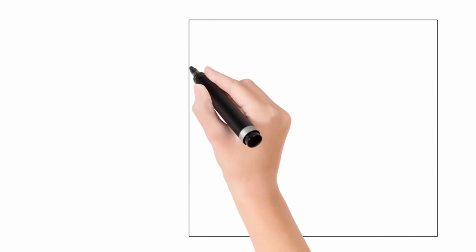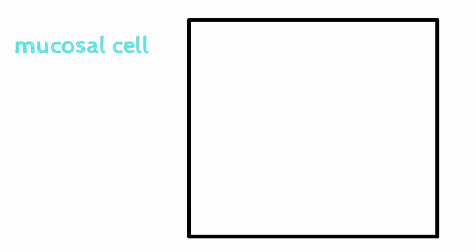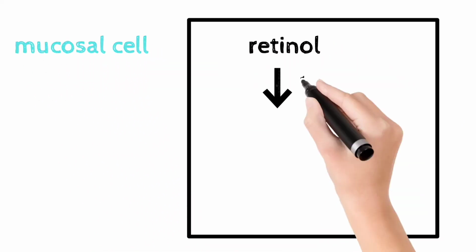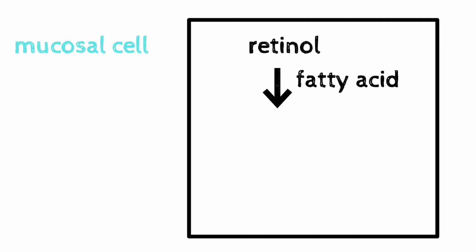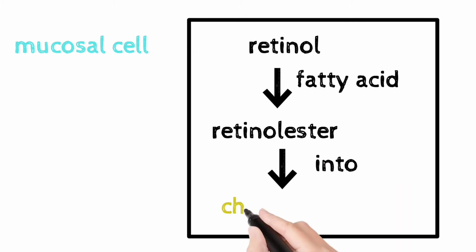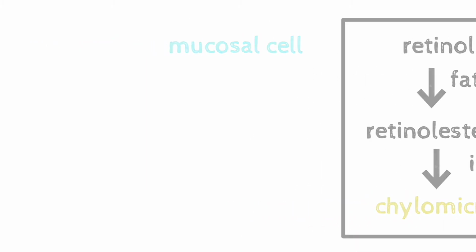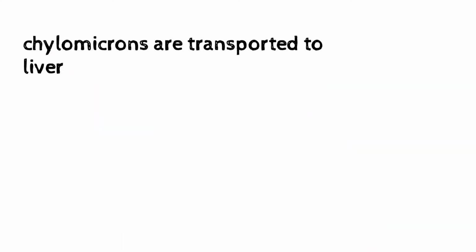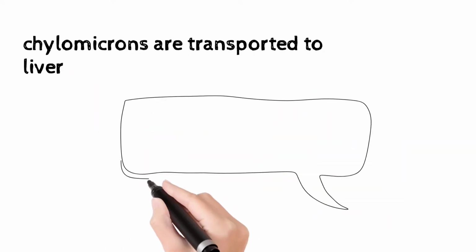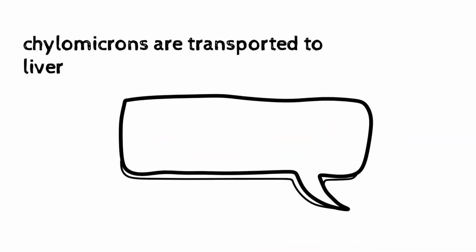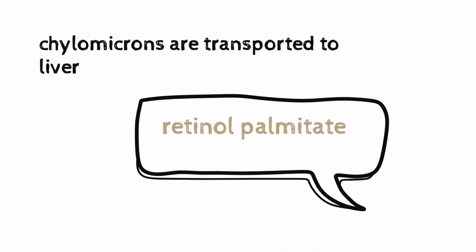Let us consider this as a mucosal cell. Retinol which enters into this cell is esterified with fatty acid to form retinol esters. Now this should be transported to somewhere, right? It is incorporated into the chylomicrons. Now these chylomicrons are transported to the liver through blood. In liver, it is stored as retinyl palmitate. I think you get this point.